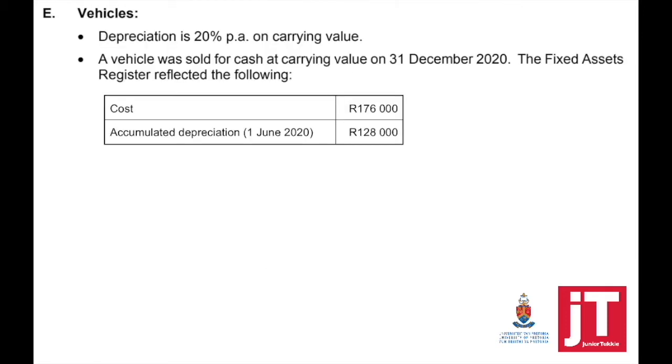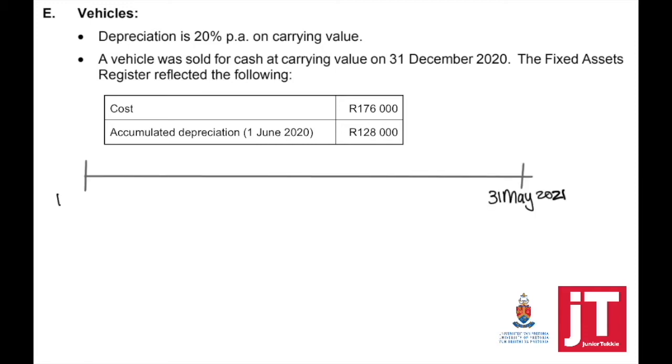Looking at vehicles, depreciation is 20% per annum on the carrying value. Carrying value means we need to get the book value. To get the book value, we always take the cost minus the accumulated depreciation. A vehicle was sold for cash at carrying value on 31 December 2020. The fixed asset register reflected the following. So it provided us with the cost of that asset and the accumulated depreciation on the 1st of June 2020.